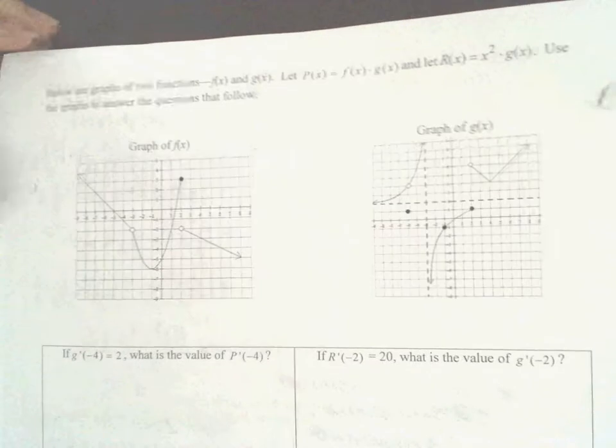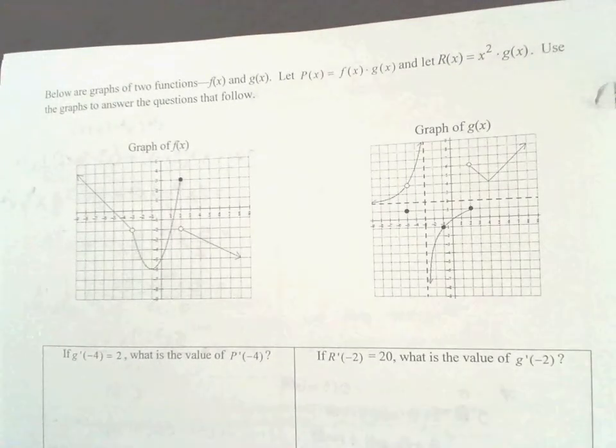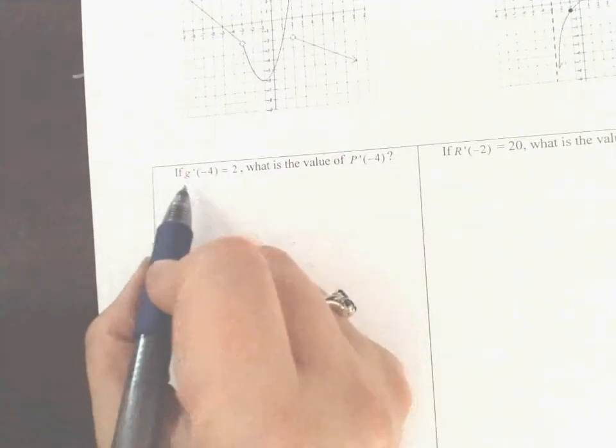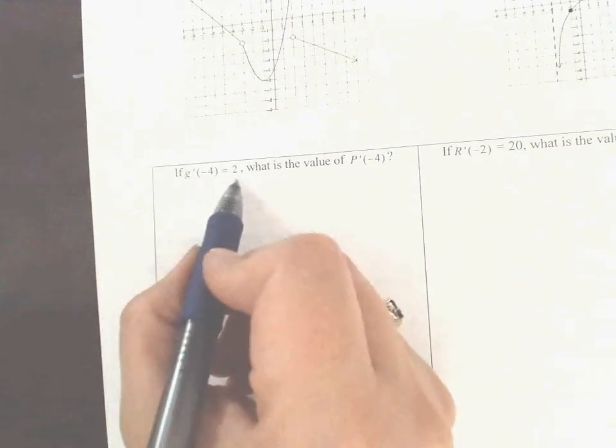you've got two graphs. It says below are the graphs of two functions, f and g of x. Let p of x equal f of x times g of x, and let r of x equal x squared times g of x. Use the graphs to answer the questions. The first thing we're going to do is work the problem, and then we're going to move up to the graphs when we get to that point.